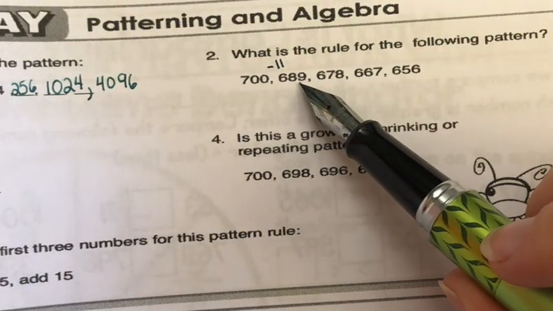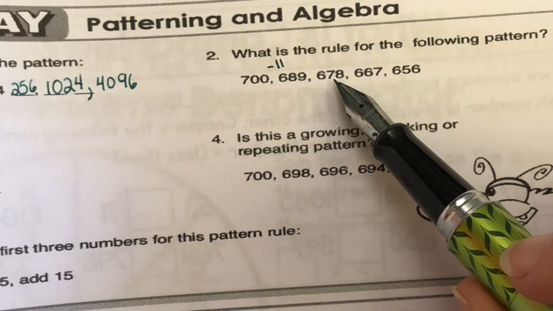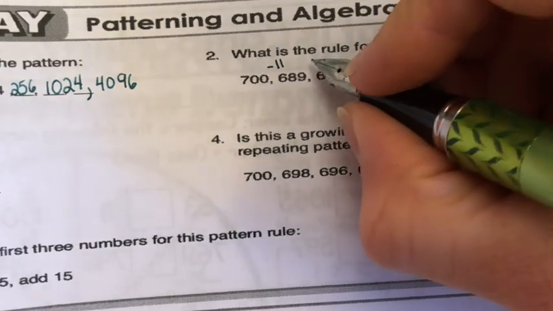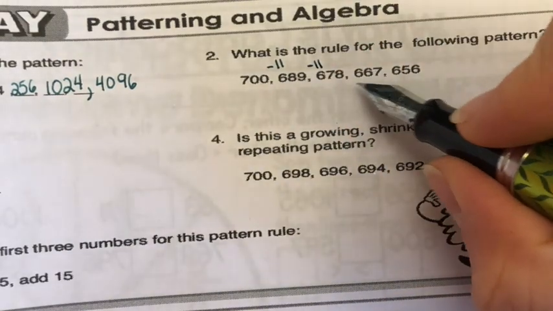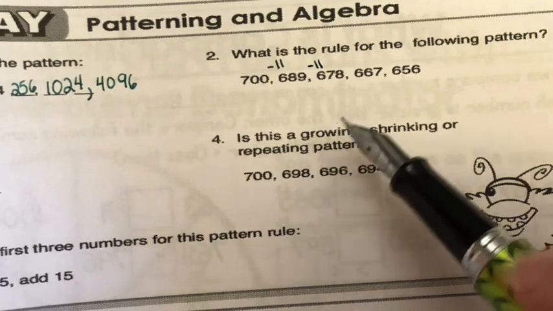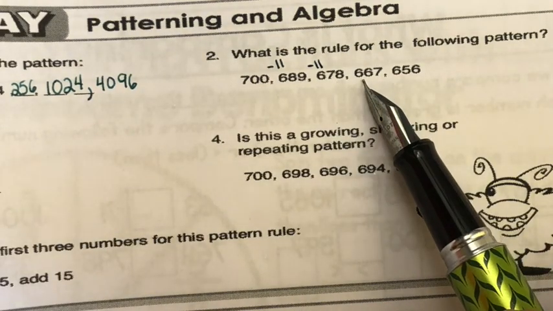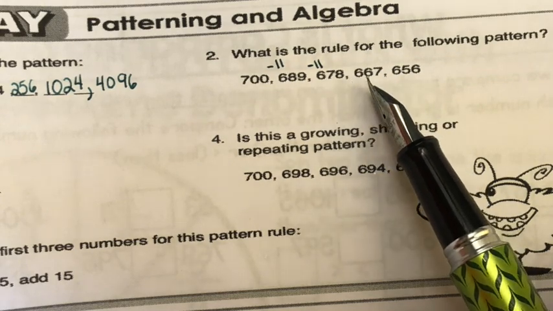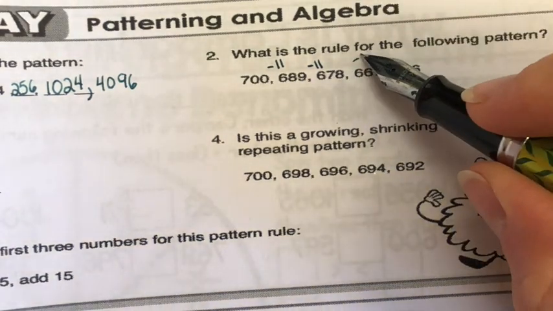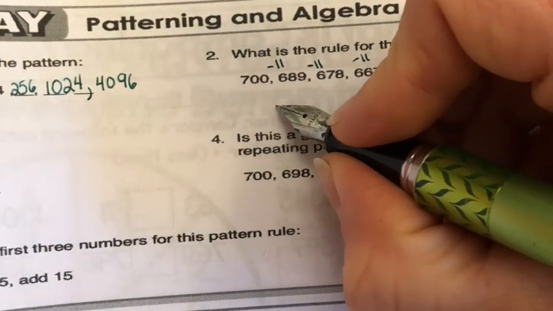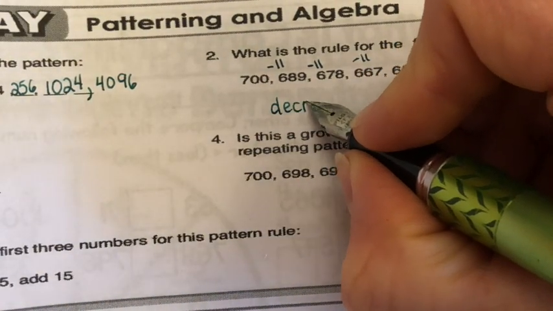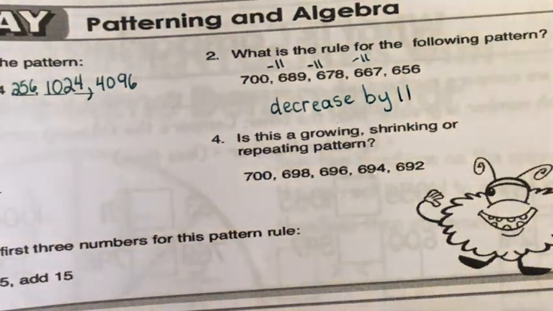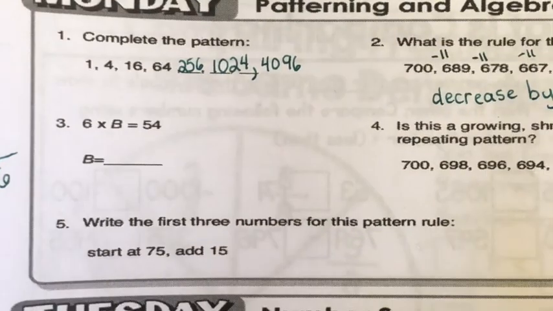Now, 689, if we subtract 10, that's 679, and one more is 678. So yep, minus 11. It seems to be decreasing by 11. Let's make sure. 678 to 667, so 678 subtract 11, so think subtract 10 is 668, and one more, 667. Yeah, the rule seems to be subtract 11, so decrease by 11. On to number 3. So this is algebra, think mashup math.